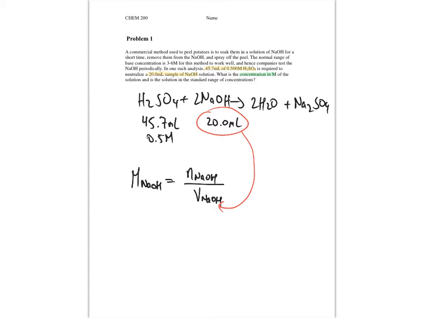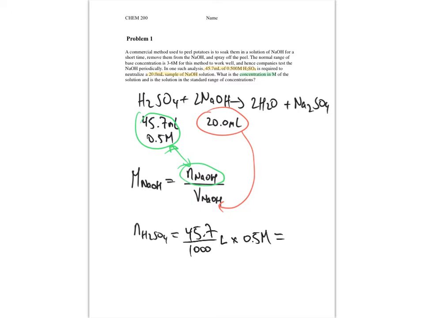In order to do this, I'm going to use the fact that I have the moles at each endpoint of the acid. And so what I'm going to do is calculate the moles of sulfuric acid, which is basically equal to 45.7 divided by 1000 liters times the molarity. And if I do this, I get 0.02285 mole. Great, so these are the moles of sulfuric acid.